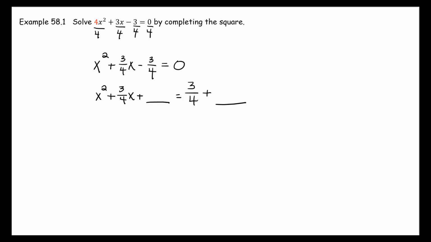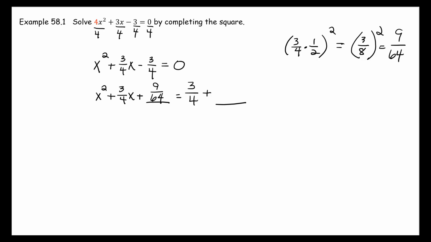Now, the thing that you put in the blank is going to be half the x coefficient squared. So the x coefficient is 3/4. So we're going to take 3/4, we're going to take half of it, and then we're going to square that. So that is 3/8 squared, which is 9/64. So that is what we're going to add to both sides.